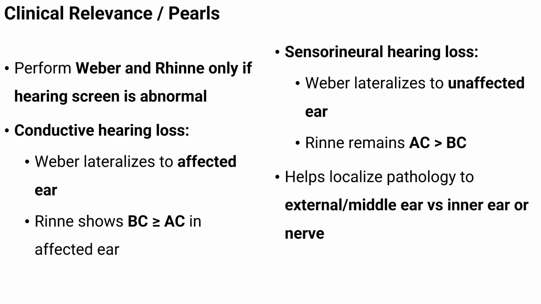to either ear. Clinically, it is important to remember that Weber and Rinne tests are only necessary if the initial hearing screen is abnormal. In conductive hearing loss, sound lateralizes to the affected ear on the Weber test, and bone conduction equals or exceeds air conduction on Rinne testing. In contrast, sensorineural hearing loss causes sound to lateralize to the unaffected ear, while air conduction remains better than bone conduction. Together, these findings help localize pathology to the external or middle ear versus the inner ear or vestibulocochlear nerve.